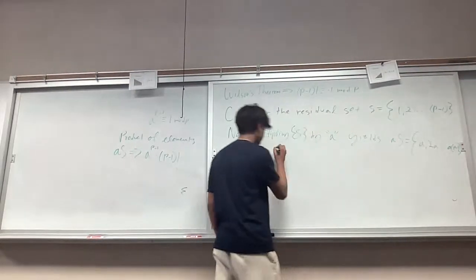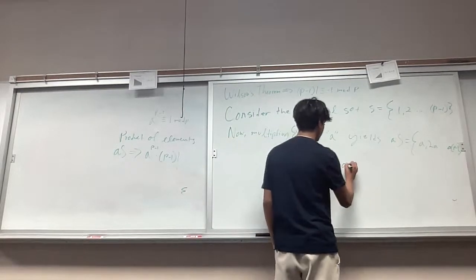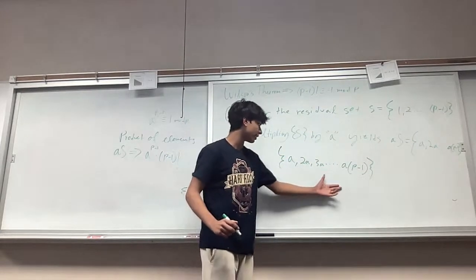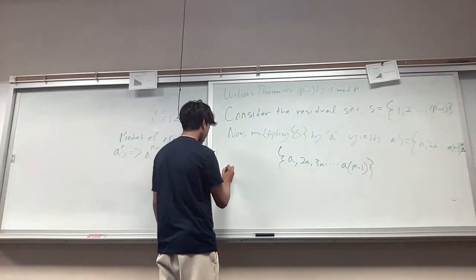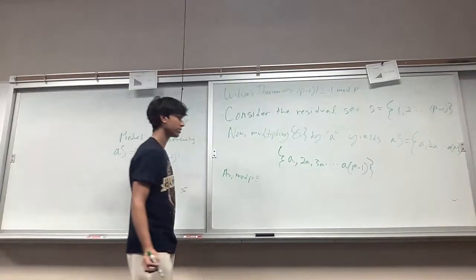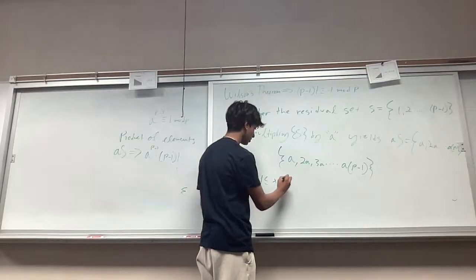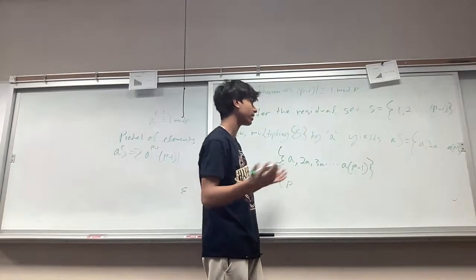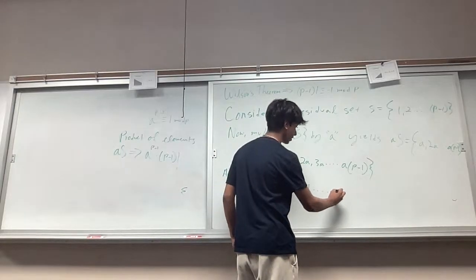Every one of these integers, A, 2A, all the way down to A times P minus 1, like the residues, let's call them AI. AI mod P is going to be congruent to some integer, say X, from 1 to P. What this means is that for each one of these, the residual, when you divide by P, is going to be one of the numbers from 1 to P minus 1, right?